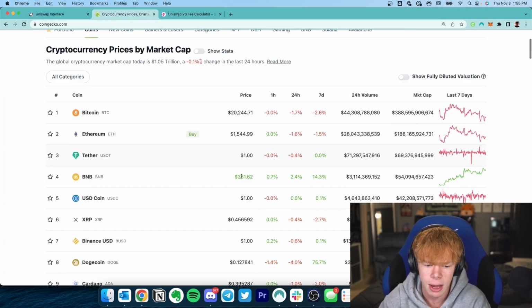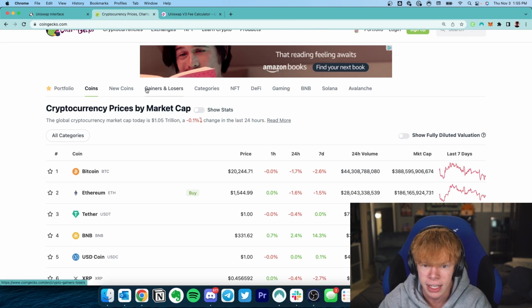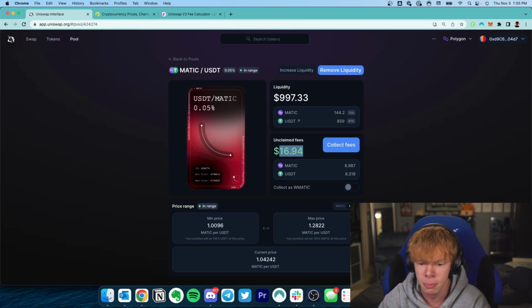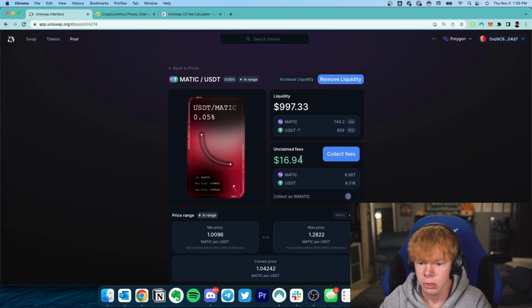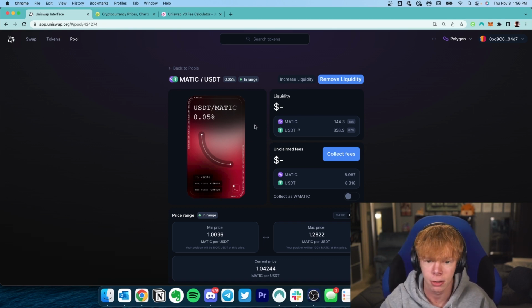So on days like today where Matic is actually up 10% and the whole market is pretty stagnant, I'm actually earning even more money because there's more Matic trading volume. So I'd say on this pool, I'm earning about 0.2% or 0.3% every single day. But you've got to understand, at 0.2%, that's still at least a 70% yield every single year. And once again, this pool right here is a long-term play.